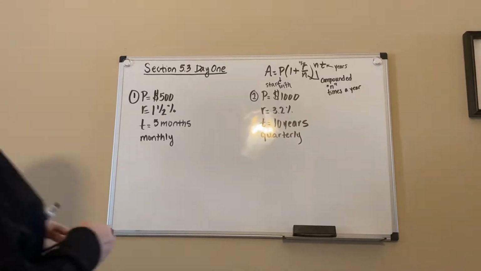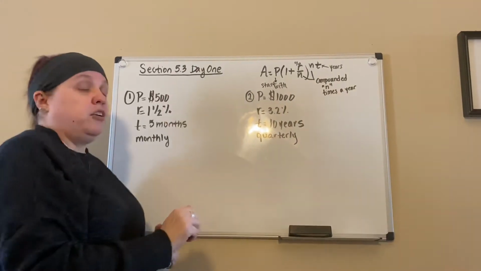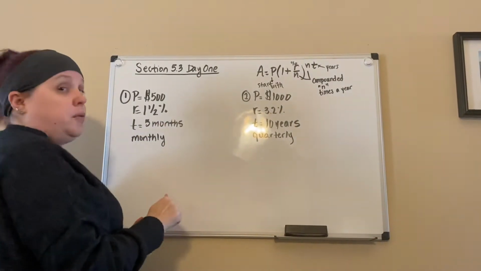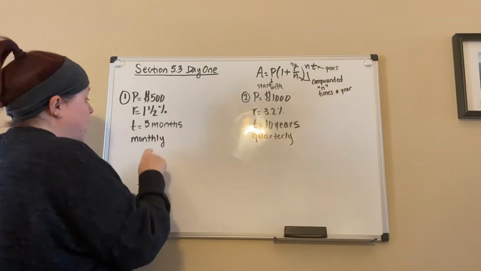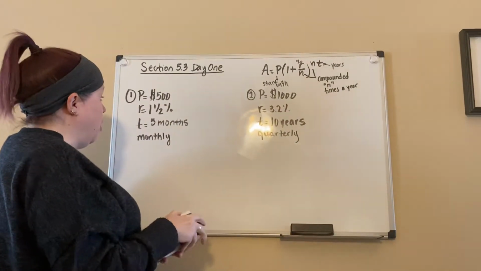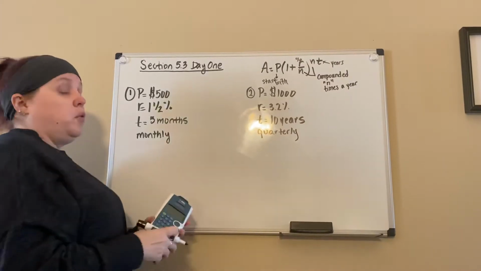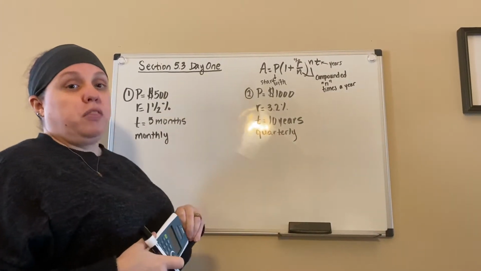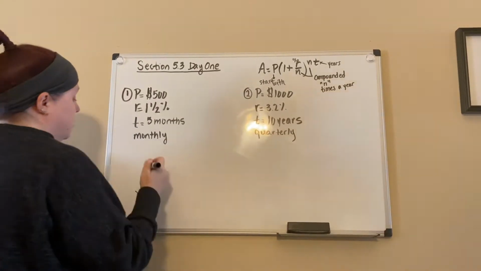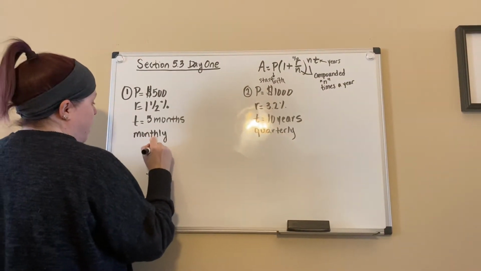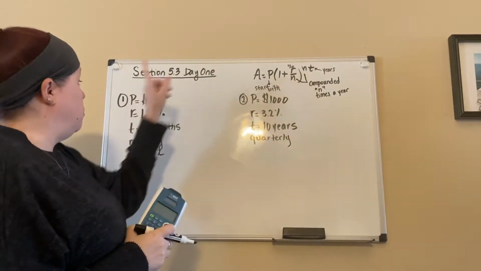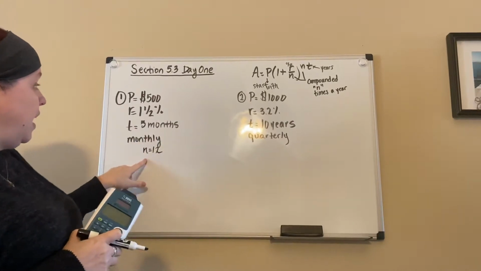So our first problem, we are going to start off with $500 in the bank. We have an interest rate of 1.5%. We're going to put the money into the bank for 5 months, and it will be compounded monthly. So we know what P and R and T are, but we don't know what the N is. N involves monthly. Well, how many months are in a year? There's 12. So since it's compounded monthly, our N value would be equal to 12.